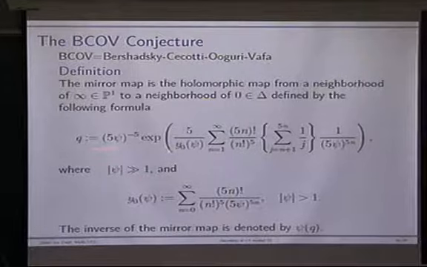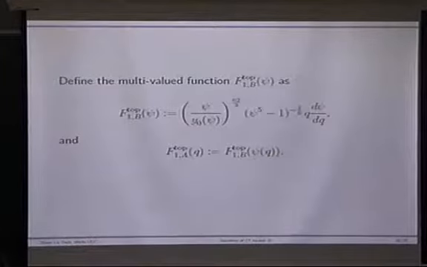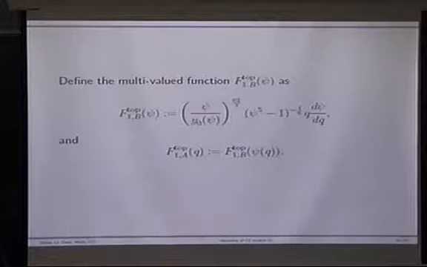This is the first mirror map that was written down, for the Calabi-Yau quintic. Nowadays a lot of mirror maps have been computed, but this is one of the first ones. We will only study the Calabi-Yau quintics and the dual Calabi-Yau quintics. Roughly speaking, through this mirror map, we can construct two multi-valued holomorphic functions. One is called F1A, one is called F1B. They are defined in quite a complicated way.